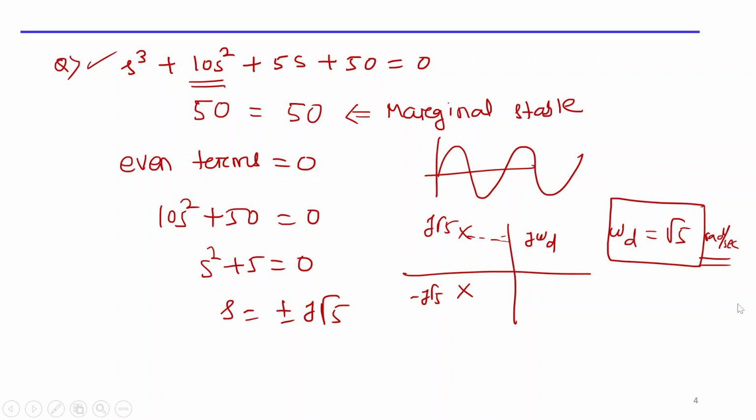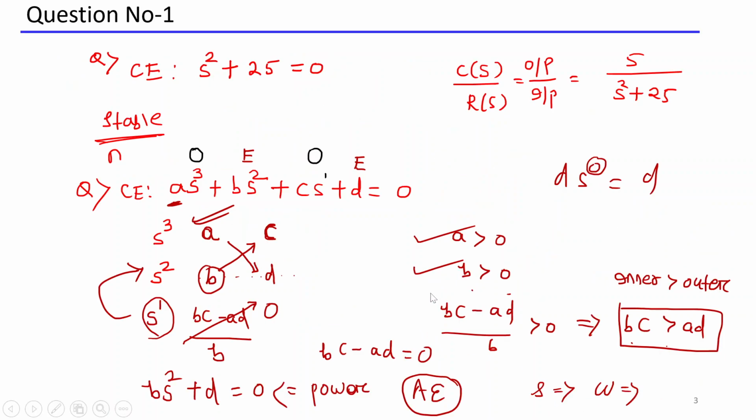If you understand this question, then come back to my previous first question. Tell me, s square plus 25 equal to 0, is it a stable system, marginally stable system, or unstable system?